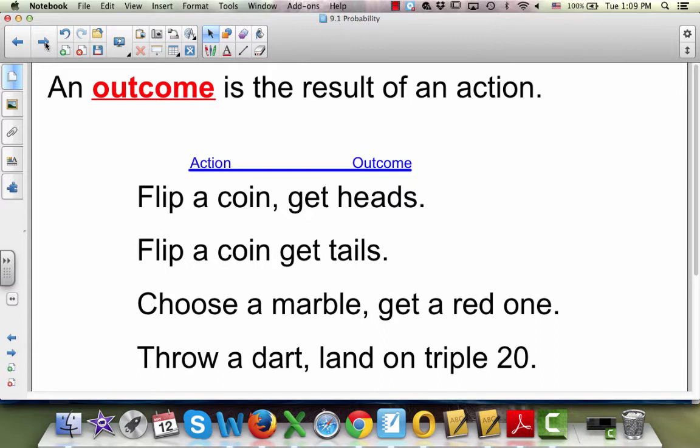The action is choose a marble. Getting a red one would be the outcome. The action would be throwing a dart. Landing on triple 20 would be the outcome.